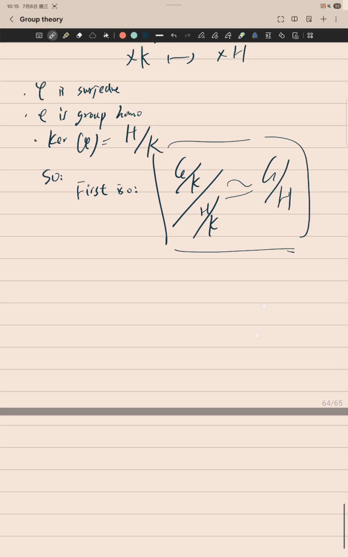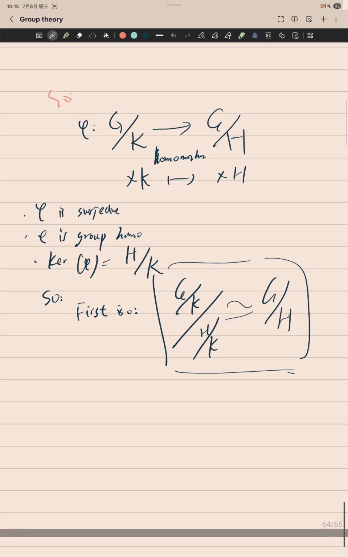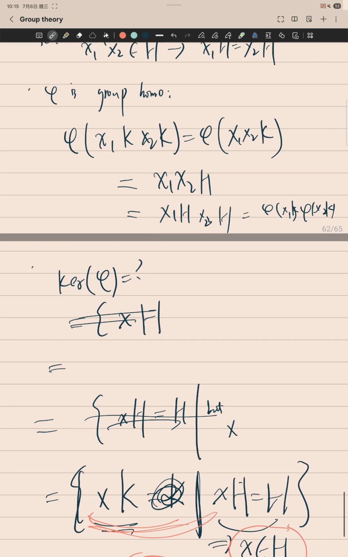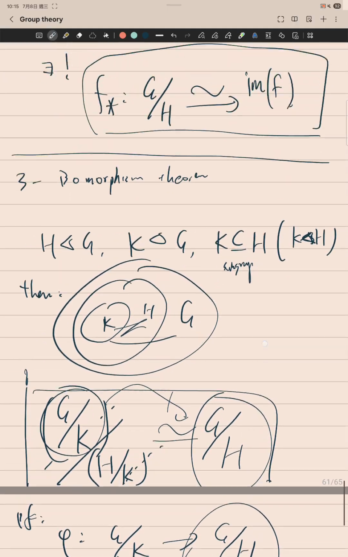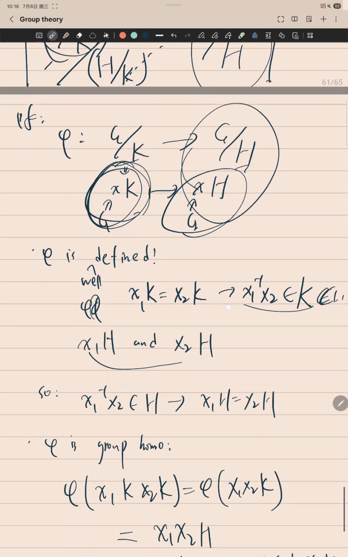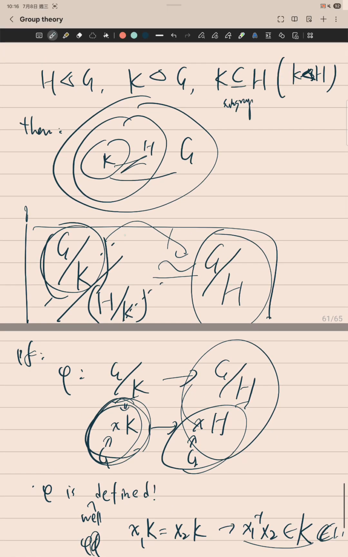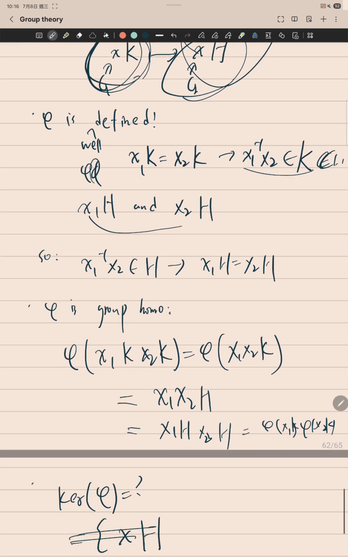Hey, what's up, guys? So this is the third video about the isomorphism theorem. Previously we proved the first isomorphism theorem, which is this one, and another one looks like this, very easy to remember notation: G quotient K, quotient H quotient K, is isomorphic to G quotient H. This is the third one.